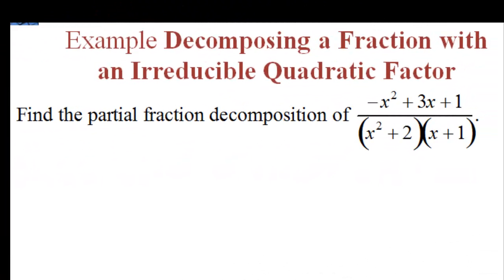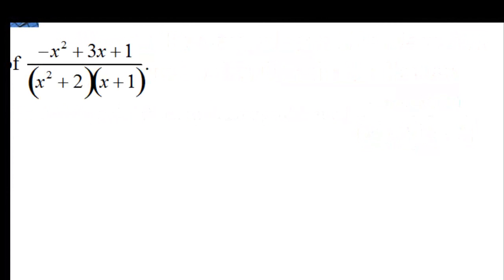Now we're going to look at what to do when you have an irreducible quadratic factor in the denominator. In this case, we've got x squared plus 2, which you cannot factor with real factors, so you cannot reduce that any further. So let's look at how we're going to set up the partial fraction decomposition of this problem. Setting it up is a little bit different here. I'm going to start out with the easier one here. The order doesn't matter with your a's and b's.